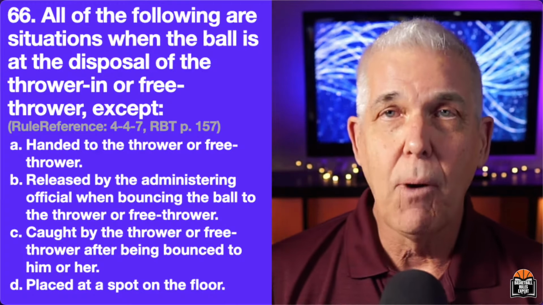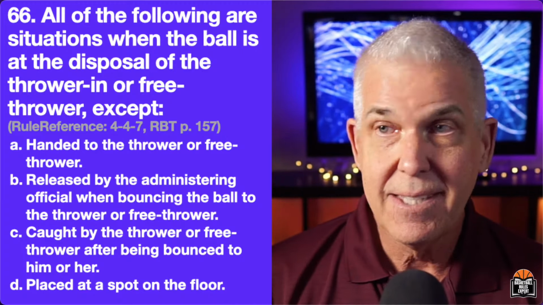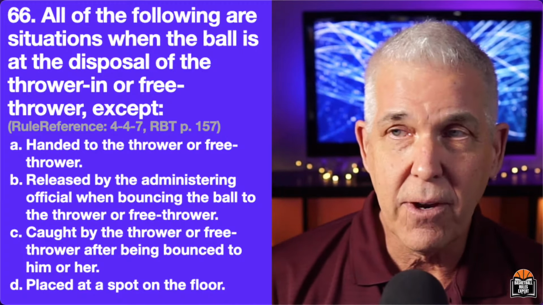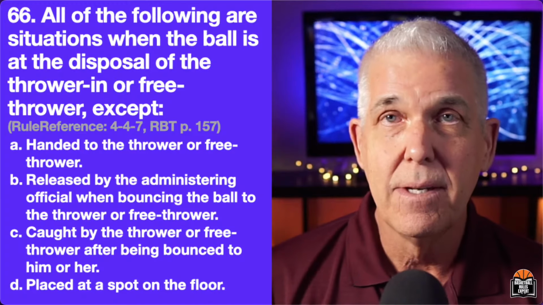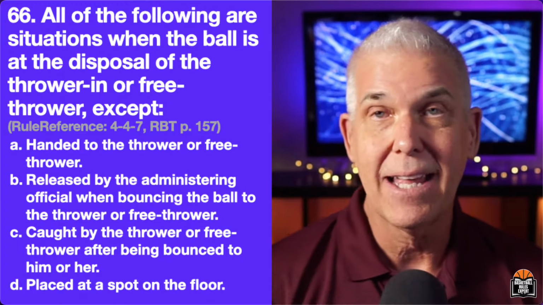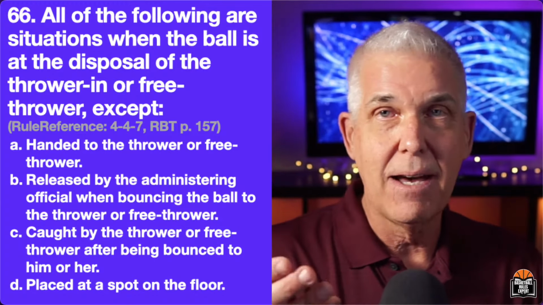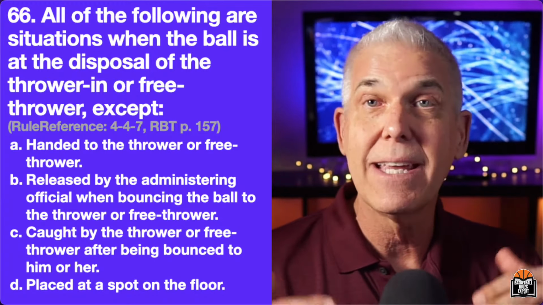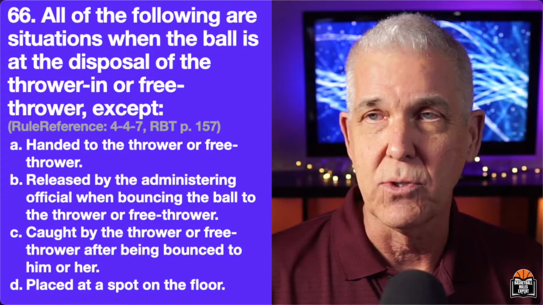Handed to the thrower, the ball is at their disposal. C, caught by the thrower or free thrower after being bounced to him, at their disposal. D, placed on a spot on the floor, right? The team has not come out. We place the ball on the floor. It is considered by rule to be at their disposal.